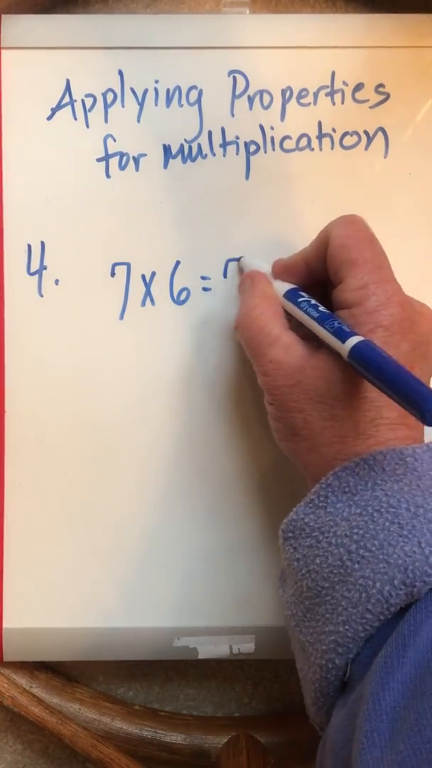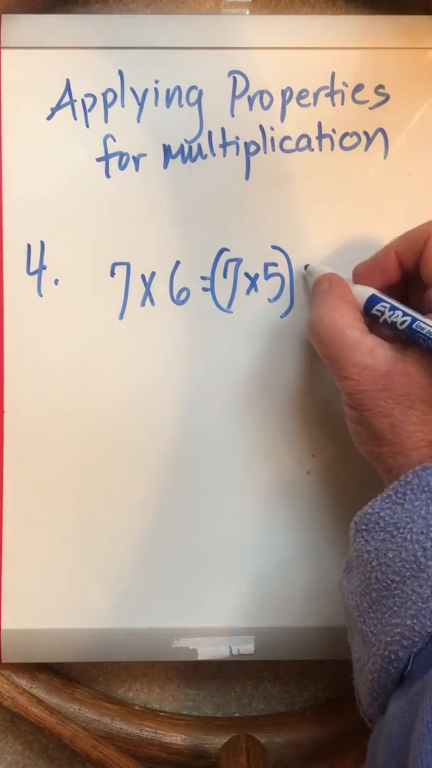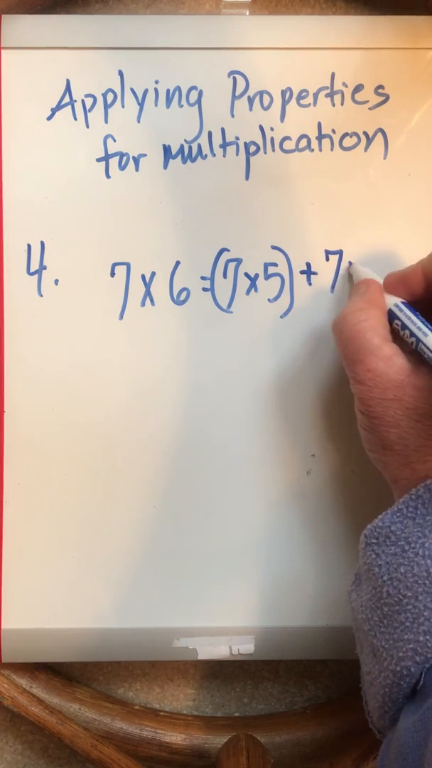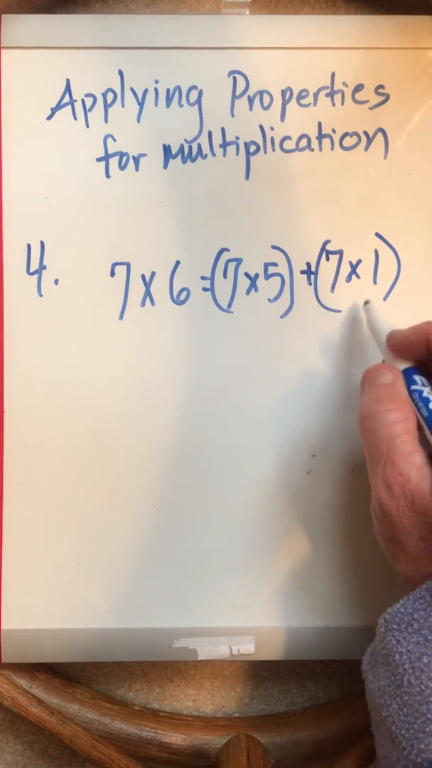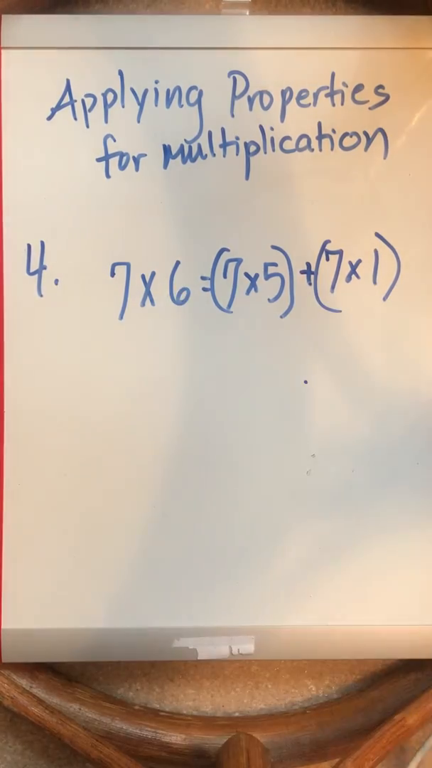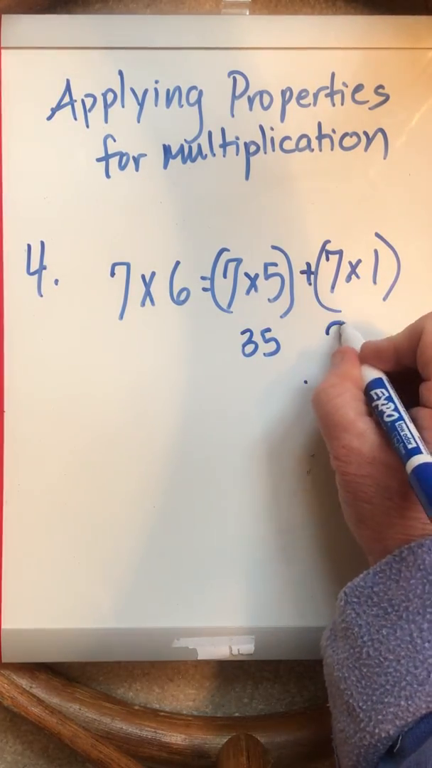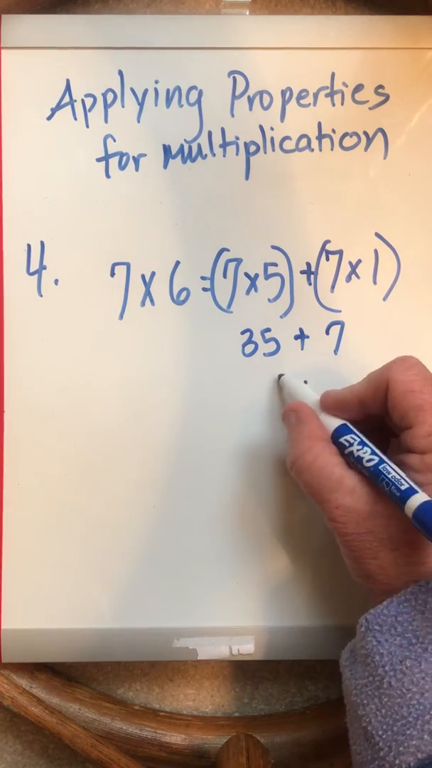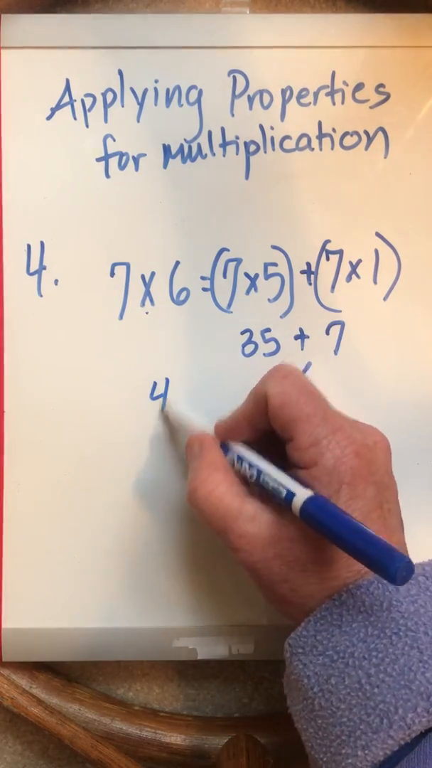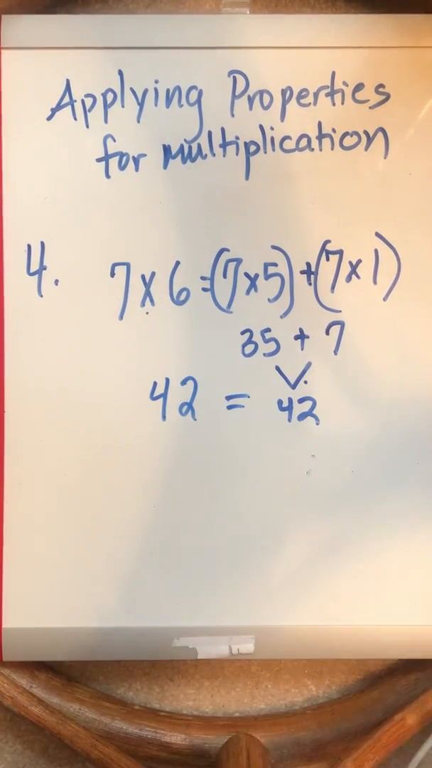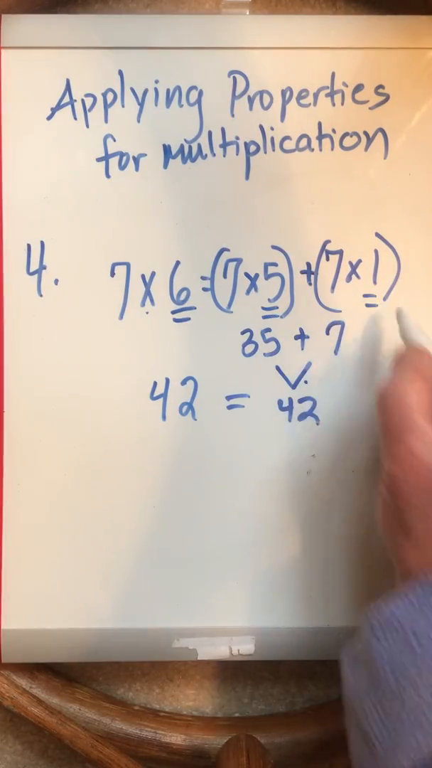Okay, if you don't know what 7 times 6 is, if you know what 7 times 5 is, you could solve 7 times 5 and then just add on 7 times 1. This 7 times 5 plus 7 times 1 is the same as just 7 times 6. I'll show you. 7 times 5 is 35. 7 times 1 is 7. 35 plus 7 equals 42. And what's 7 times 6? Well, it's 42. And 42 equals 42. What we did is we took this 6 and we broke it into 5 and 1.